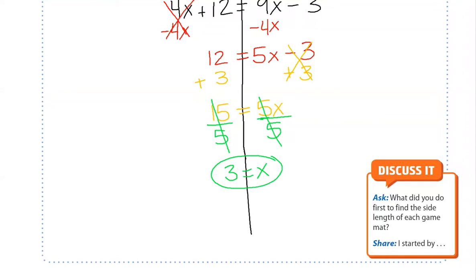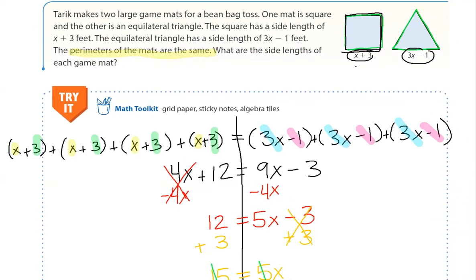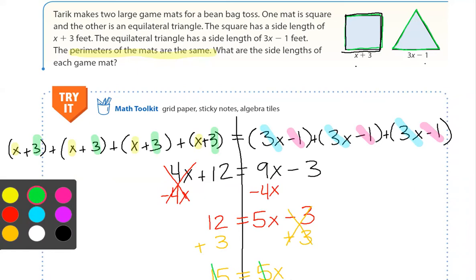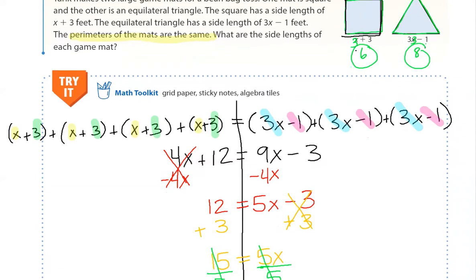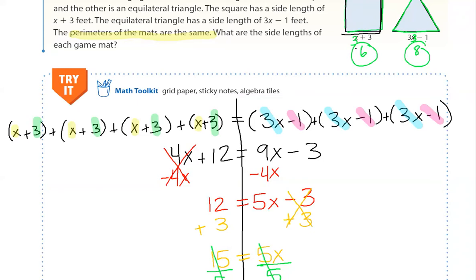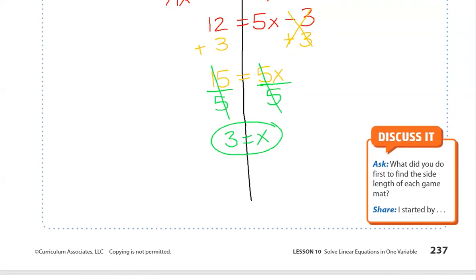So, wrong button. There we go. So now I'm going to go back up here. And instead of the x, I'm going to sneak in a little 3. So 3 plus 3 is 6. 3 times 3 is 9. 9 minus 1 is 8. So the square has a side length of 6. The triangle has a side length of 8. Because x turned out to be 3.